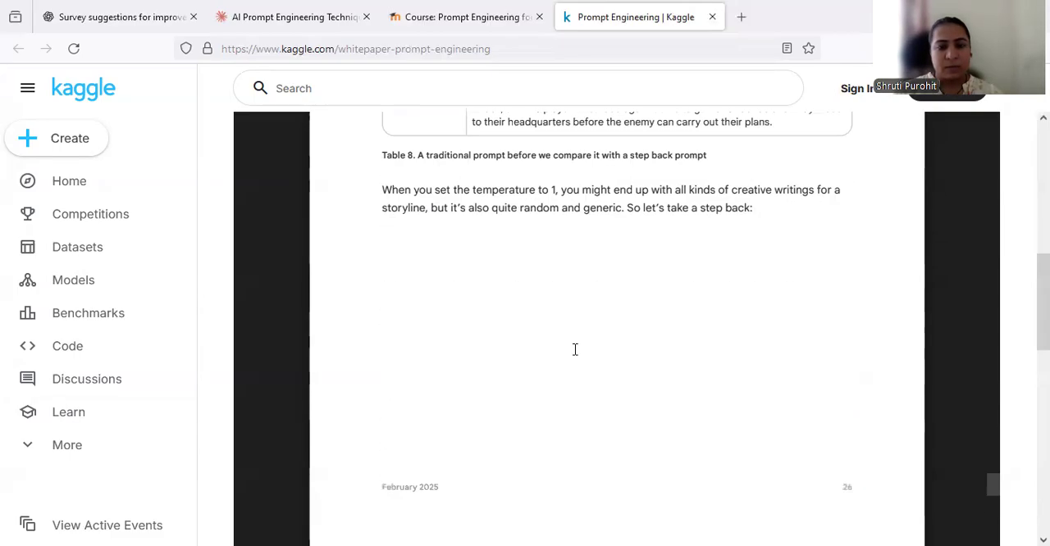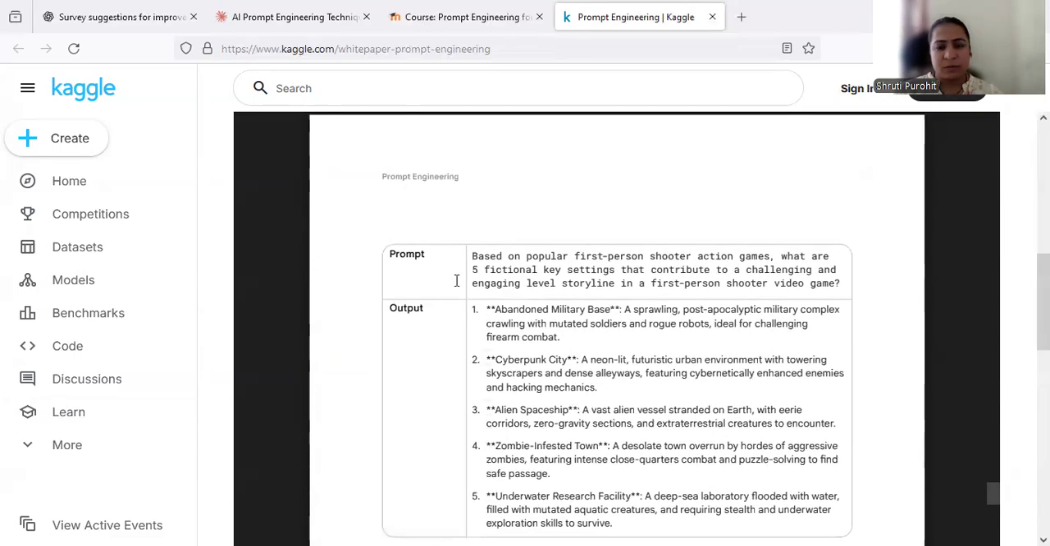Next, okay, do we have another example? A little bit easy. Based on a popular first-person shooter action game, what are the 5 functional key settings that contribute to challenging and engaging level storytelling in the first person? Yeah, this is the step-back prompting. Okay, so we asked to do the one thing and then we are asking the reverse question.